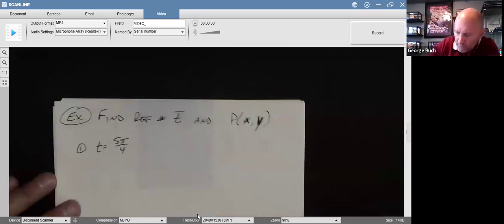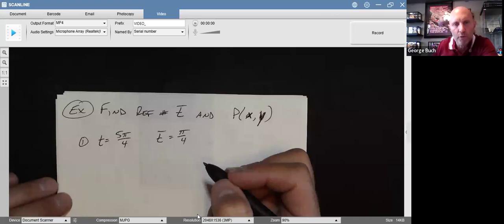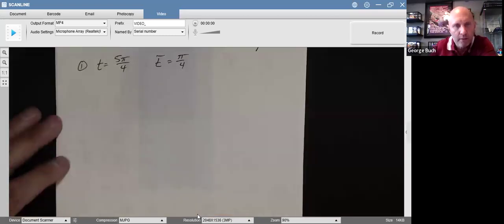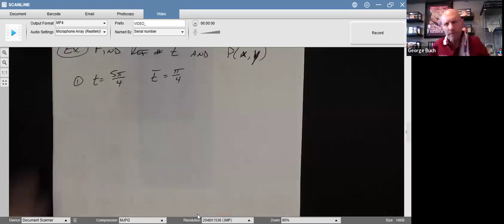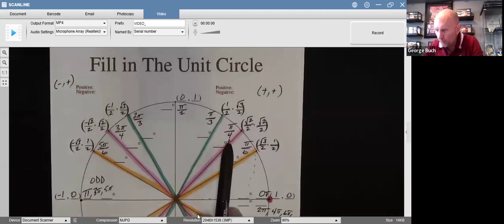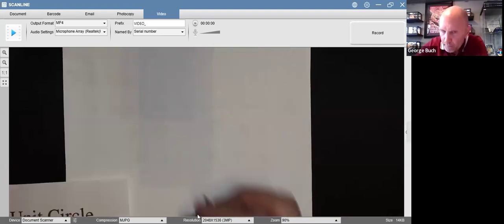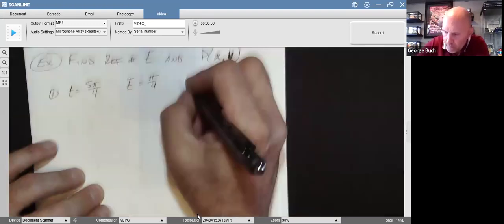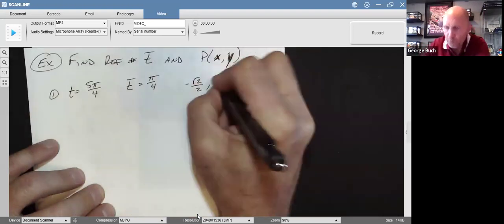All right, well, the t bar is obviously pi over 4. That's straightforward enough. Don't make it more complicated than it has to be. In this one, 5 pi over 4, I think that's on my unit circle. Let me look. Okay, pi over 4 is pink, so it must be one of the pink lines. Here it is, down here in quadrant 3. So it's negative root 2 over 2, negative root 2 over 2.